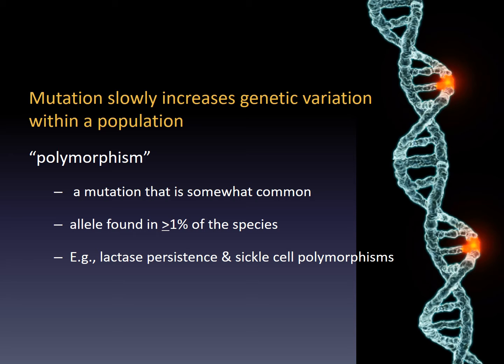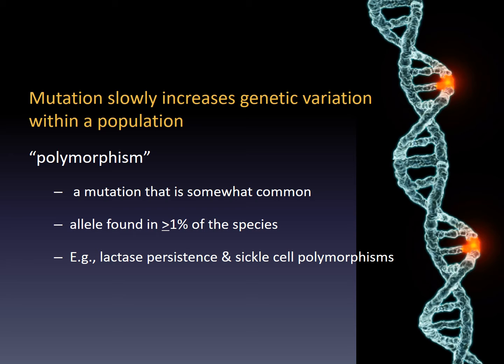Over generational time, these mutations slowly increase the genetic variation within the population. A mutation that becomes somewhat common originally showed up in just one person, but since they passed it down to their descendants, if they had a lot of descendants, it became more and more common over time. We call this a polymorphism. It's a special type of DNA bit that has become kind of frequent.